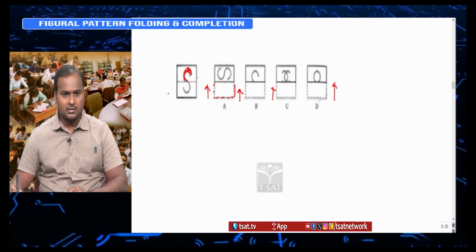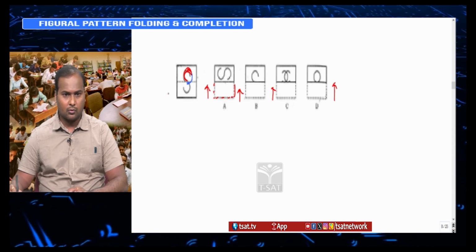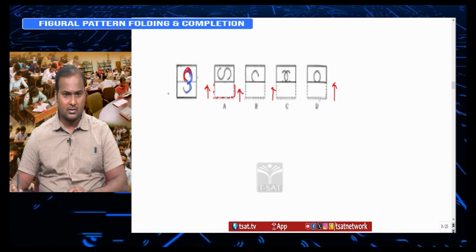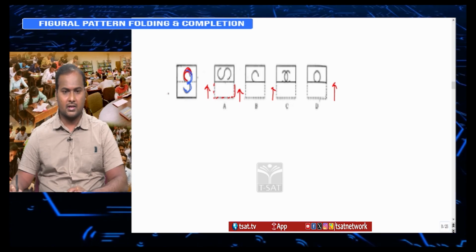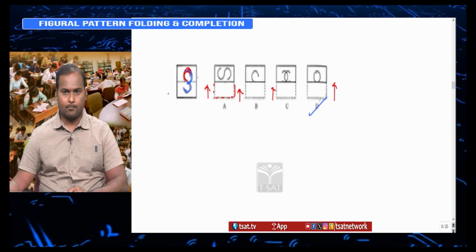Now I am drawing this, it is starting from this point. So I am moving here and I am gradually moving away like this. The moment I draw this, it appears something like this exactly. So my answer will be option D.